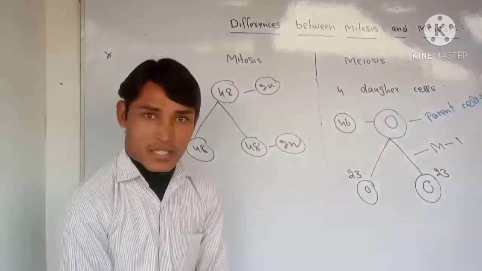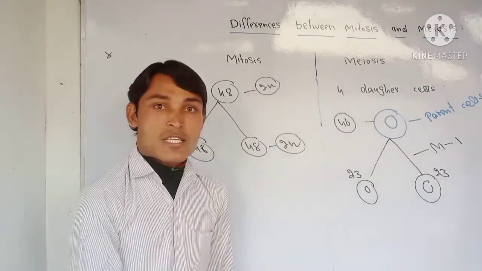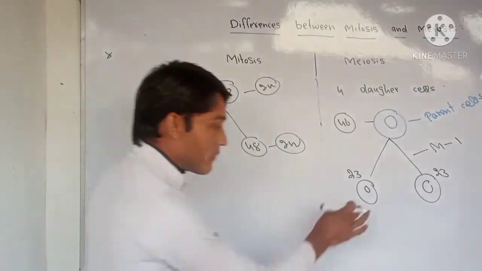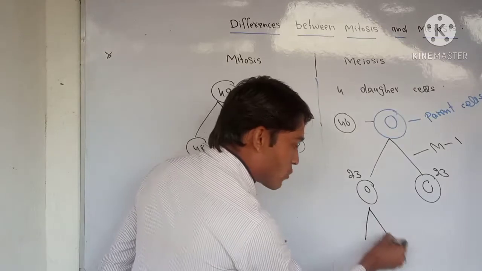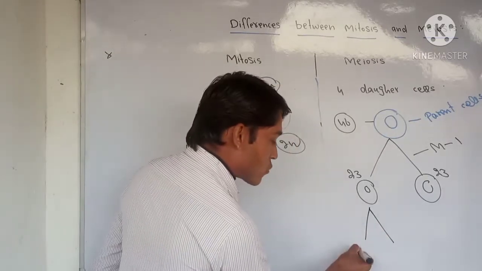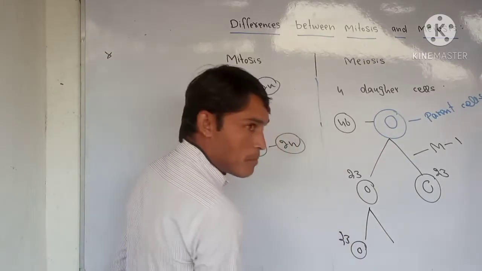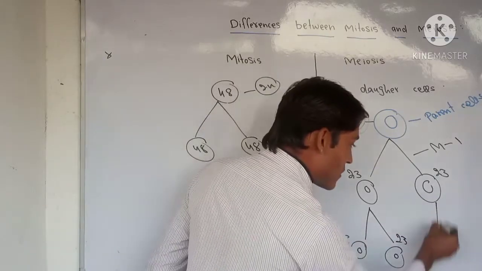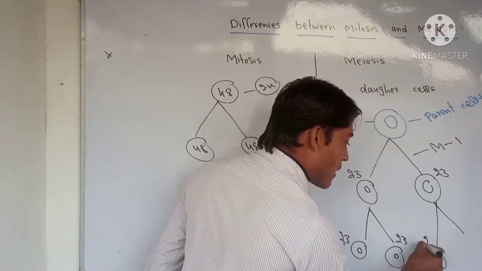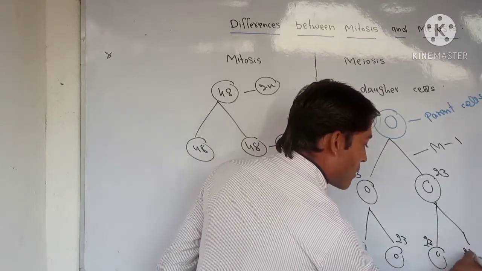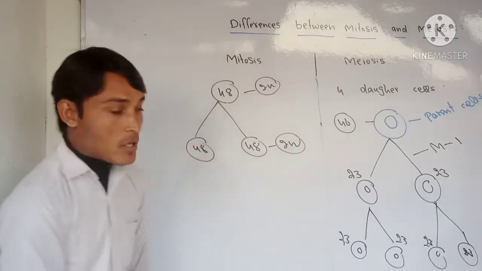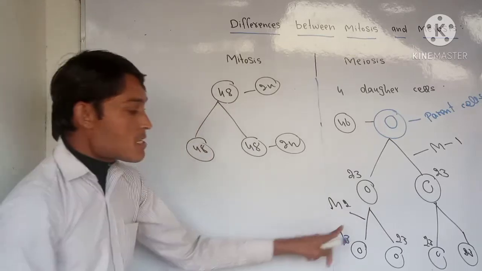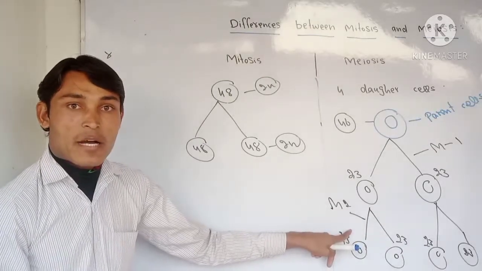Then we have meiosis 2, and meiosis 2 is similar to mitosis. If this cell divides further, it will produce two cells with the same number of chromosomes, 23 each. And if the other cell divides, the same, each will have 23 chromosomes. Look here, this is meiosis 2, and meiosis 2 is similar to mitosis.